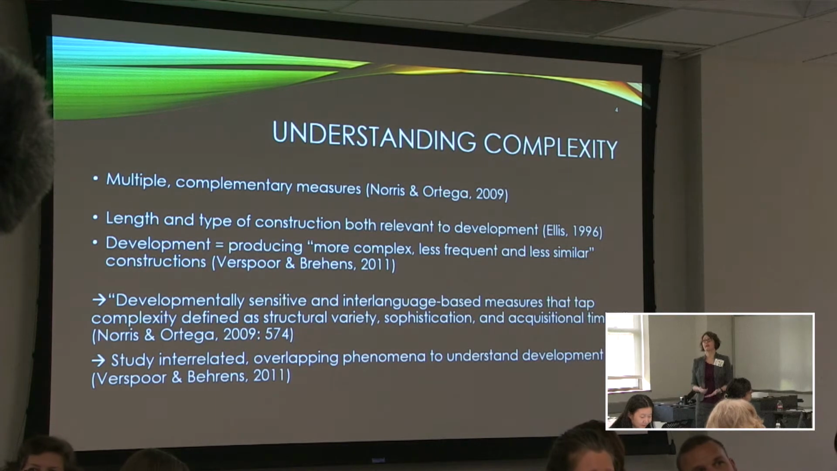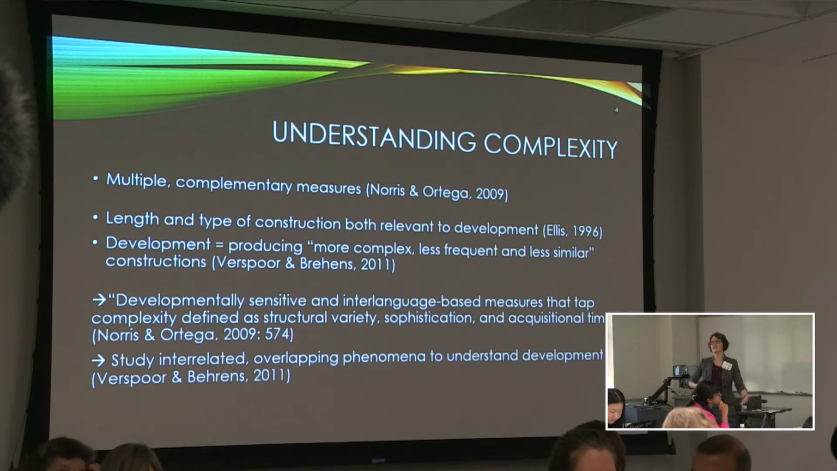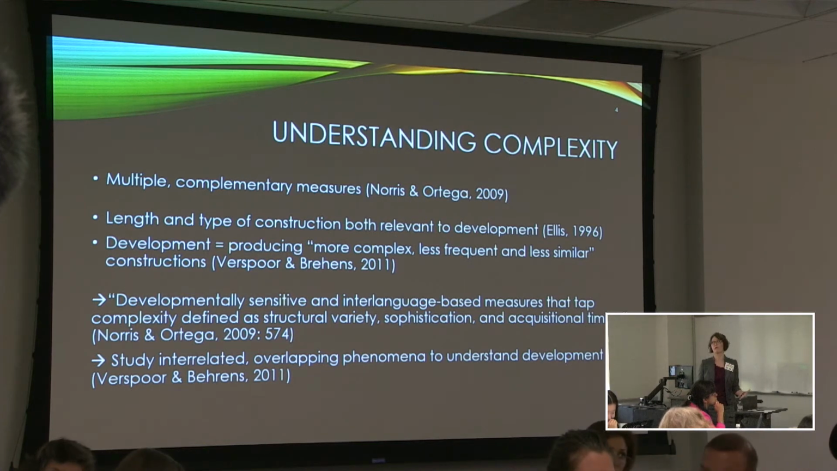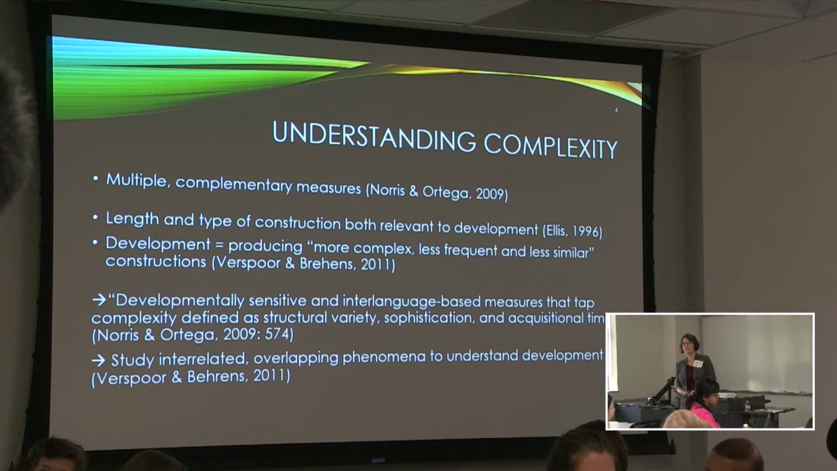we've talked a lot about how to understand complexity in the field with Norris and Ortega saying we need to have multiple complementary measures, right? And Ellis told us that both length and type of construction are both relevant to development. And development might actually mean producing more complex, less frequent, and less similar constructions.